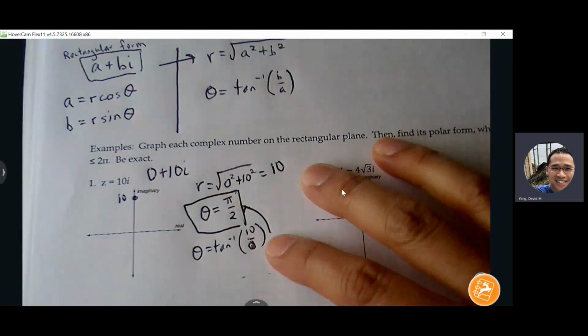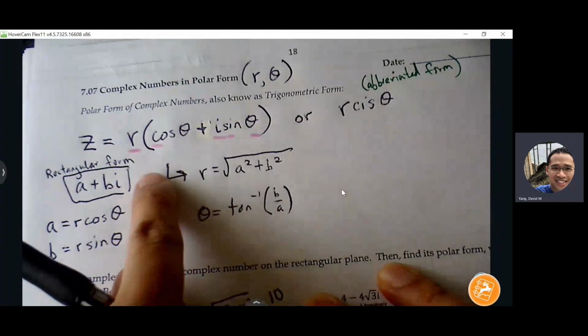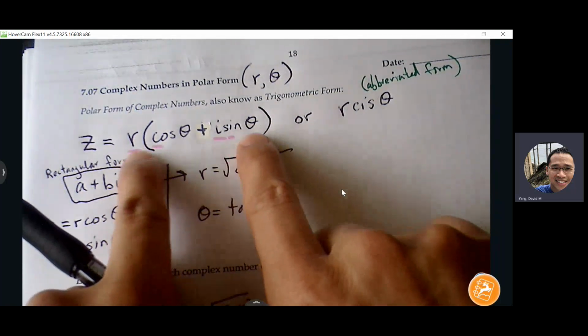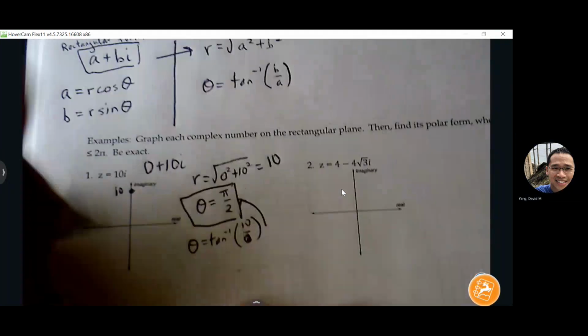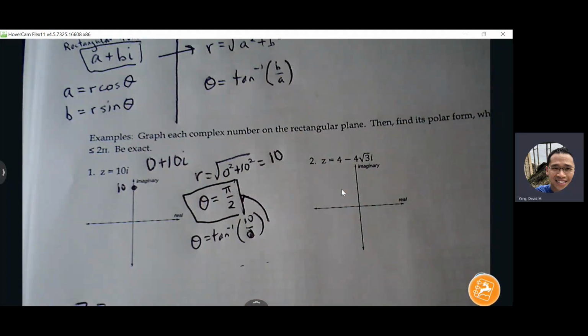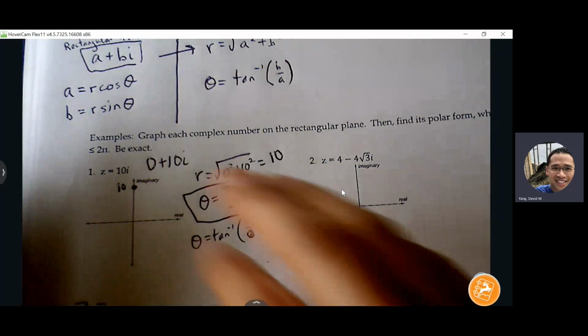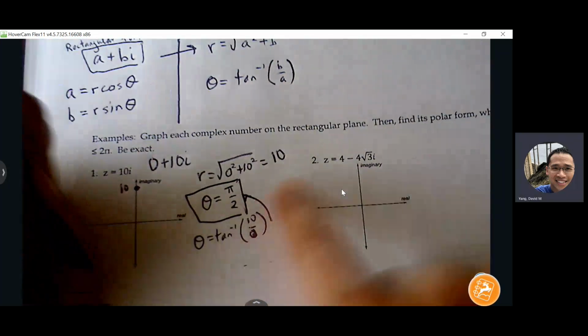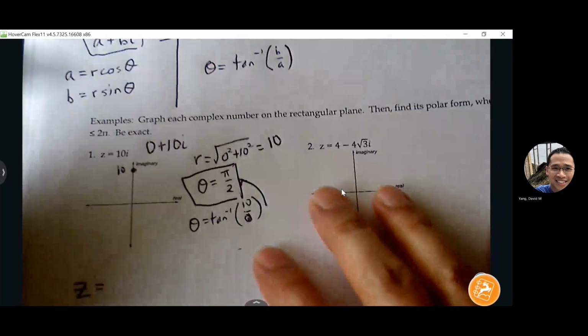Okay, so now let's put it into polar form. All we do is we take R and theta and we just put it into this polar form. So instead of R comma theta, we're going to put it into this complex form or this trig form. So R is 10.